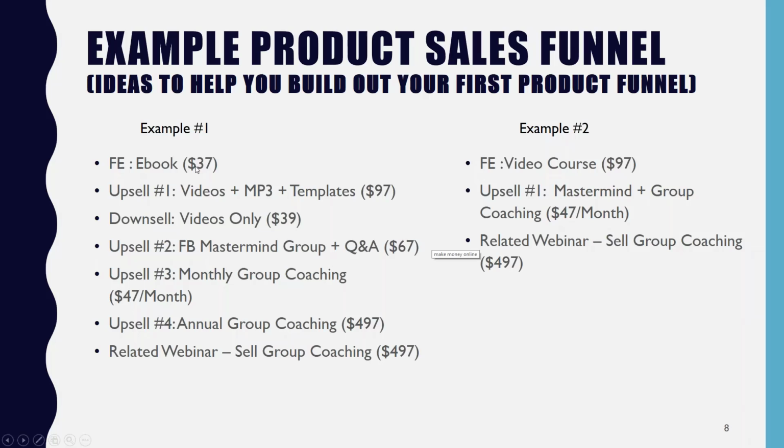Again, you could offer an ebook, and then the video version of that ebook with the MP3 and the templates could also be included. Then you offer some videos. Then you could upsell to a mastermind group and Q&A, a monthly group coaching, and just really keep adding value to people. Example number 2, you could do a video group, mastermind plus group coaching, and then you could offer group coaching on an annual basis as well. So these are just some ideas of things you can add to a perfect sales funnel.